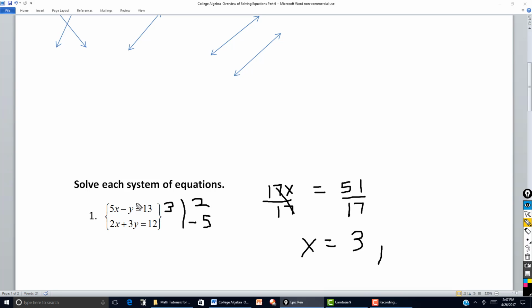Okay, notice 2 times 5x is 10x, minus 5 times 2x is minus 10x. So if I go ahead and compute that out, the x is going to cancel. Okay, so again, 2 times 5x is 10x, minus 5 times 2x is minus 10x. Those cancel out. So now let's look at this. 2 times minus y is minus 2y, minus 5 times 3y is minus 15y, so minus 15y, and minus 2y is minus 17y.